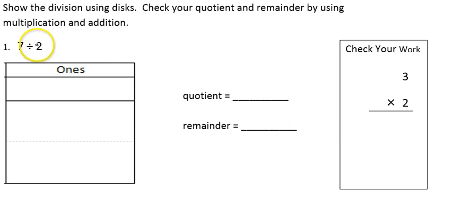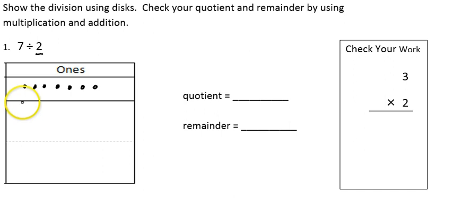Well, 7 is my dividend. That tells me how many ones discs I have at the start. So I'm going to put 7 discs in the ones chart. The 2 is the divisor. That means I'm going to split the 7 dots into 2 equal groups, as equal as I can make them.